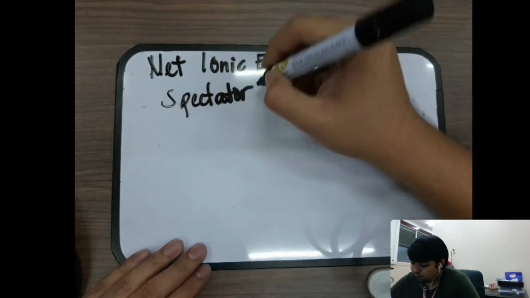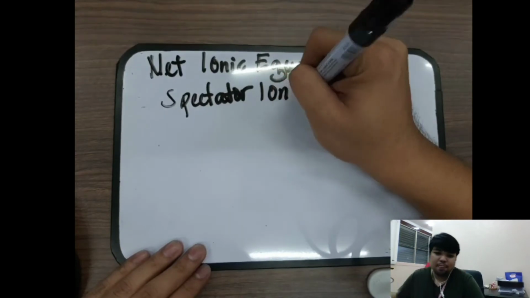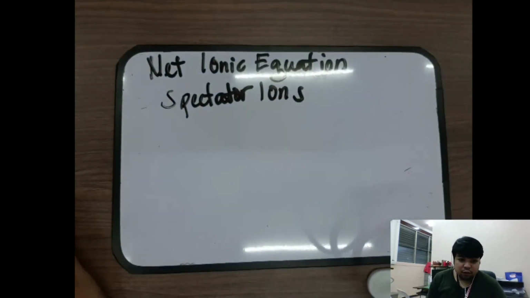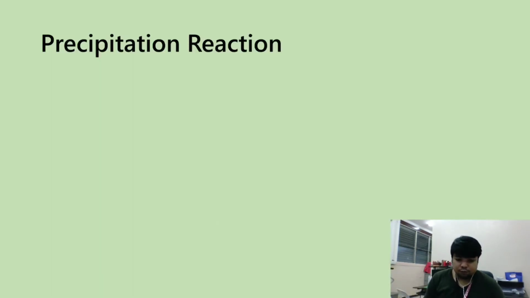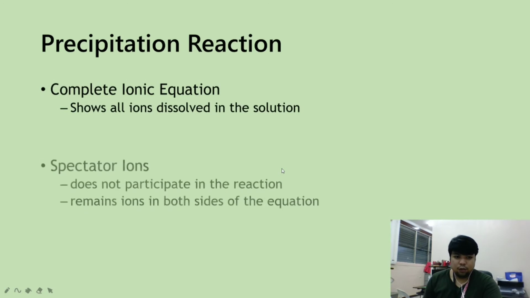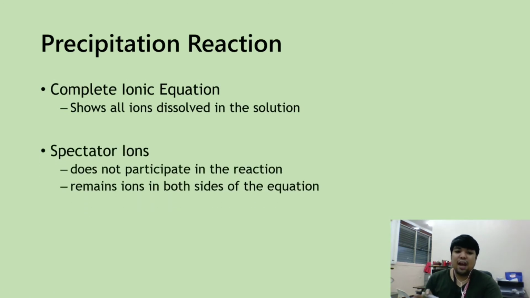Wait, I actually have a slide for that. I will just show it here. So spectator ions are the ones that do not participate. The spectator ions are basically the ones that remain as ions, dissolved in solution, on both the reactant and the product side of the equation.